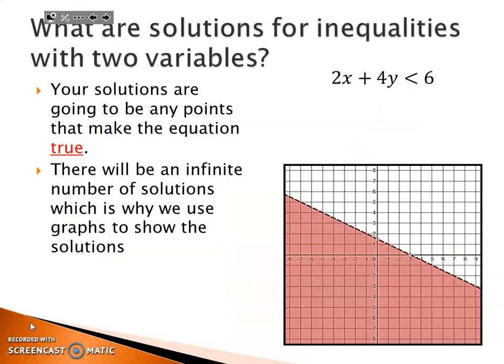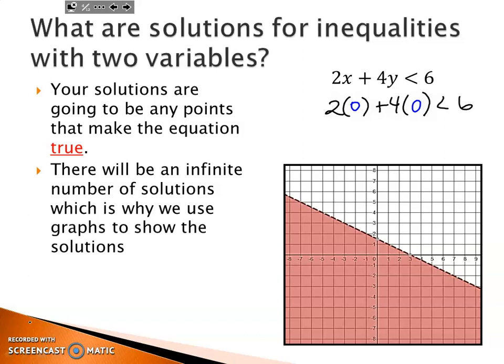Okay? One more thing that we want to talk about is we are going to say what are the solutions for inequalities with two variables. So I have a picture up here of a graph, 2x plus 4y less than 6. I mentioned this on the first slide, that this shaded area told us where our solutions were, and that's why we shade down there. So your solutions are going to be any points that make the inequality true. So an easy point to look at, let's say I wanted to look at 2(0) plus 4(0) less than 6.